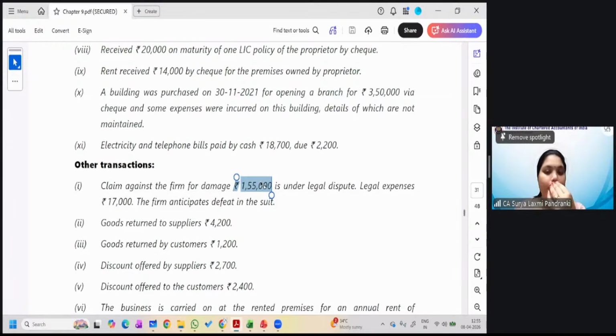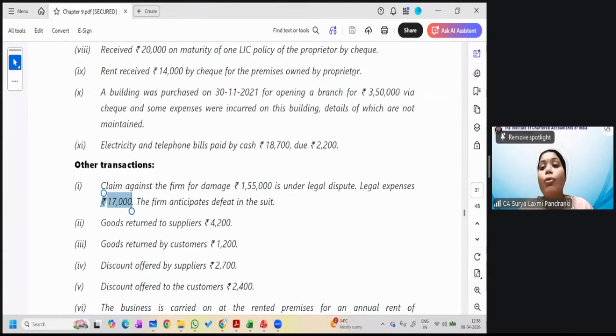Is this clear? First of all, 1,55,000 is the amount you will only pay if you are losing the case. If you are winning the case, you don't have to pay any amount. But now what about the 17,000? 17,000 is the legal expense you have to pay to the lawyer who is fighting against you, who is filing everything and doing all those court related activities. You have to pay him some fees, right? So this legal expense, 17,000, is mandatory whether you are winning or losing the case. It doesn't matter, you still have to pay that 17,000.